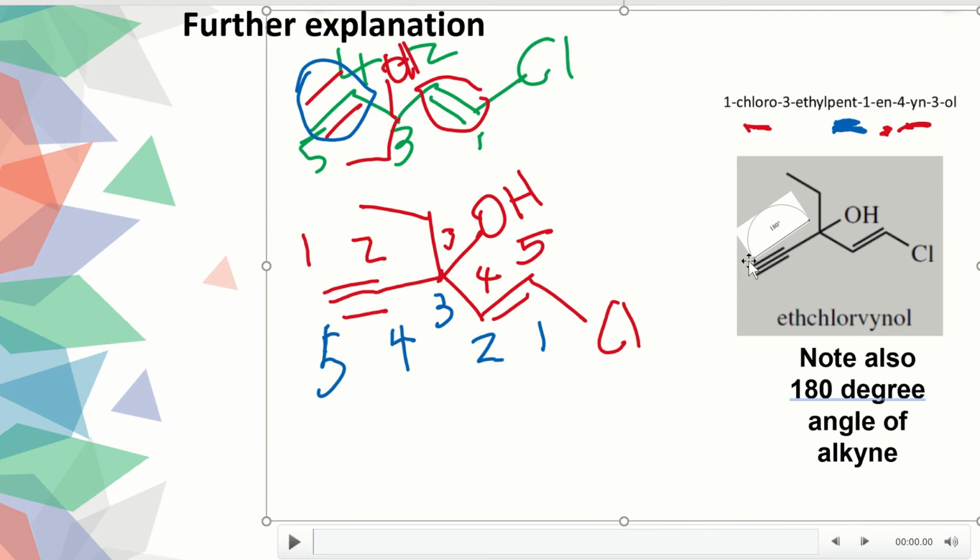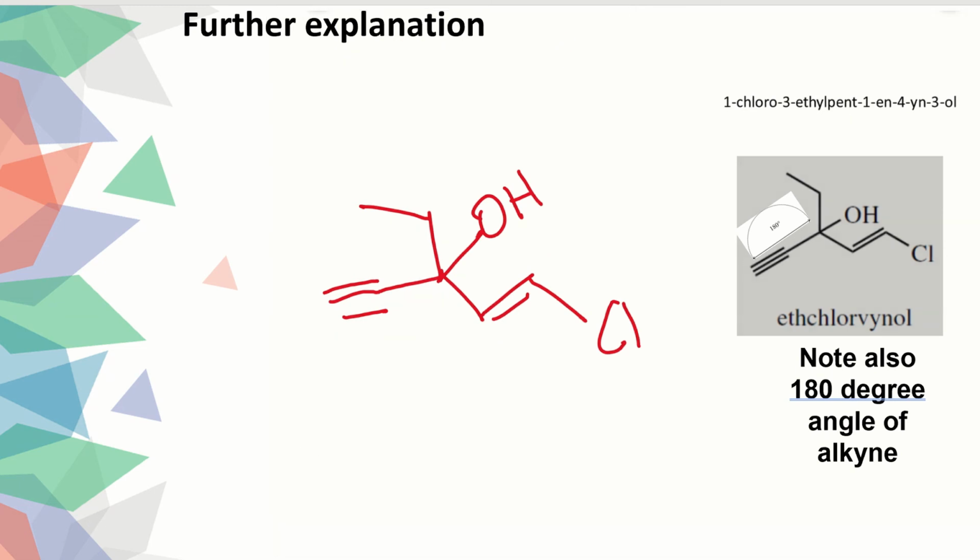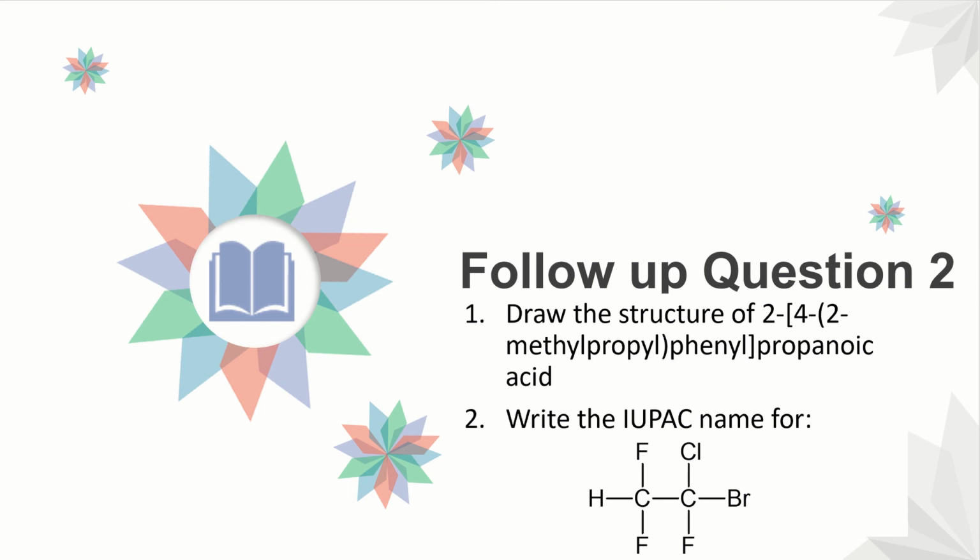All right, great. So just to point out here, note also the 180-degree angle of the alkyne. Every time you draw an alkyne, that angle must be 180 degrees. So I hope that clears up everything. All right, so we have follow-up question number 2. You're expected to draw the structure for question 1 and write the IUPAC name for the structure seen in the second question.